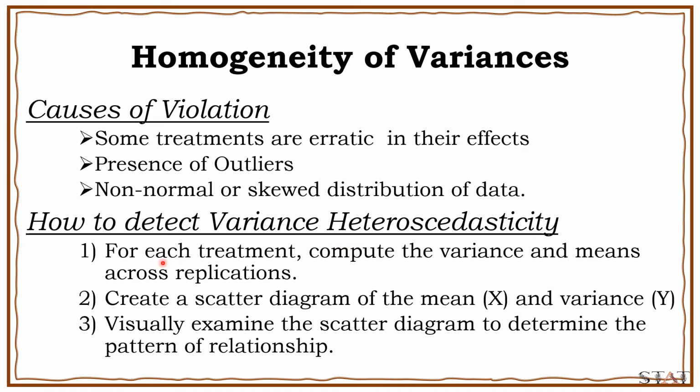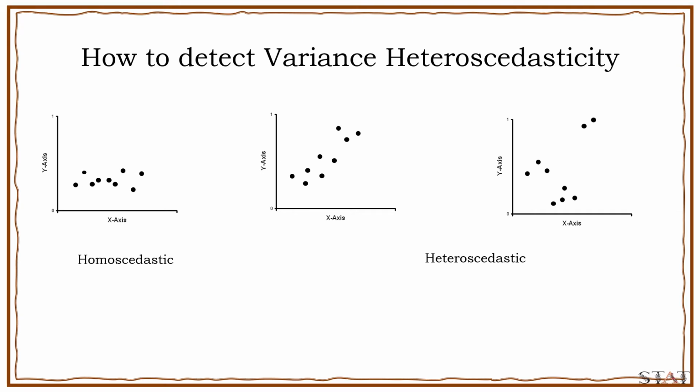Number one, for each treatment, compute the variance and means across replications. Number two, create a scatter diagram of the mean, your x, and your variance, y. And then visually examine the scatter diagram to determine the pattern of relationship. Let's see how to detect variance heteroscedasticity with a graph. So here, homoscedastic, and then here, heteroscedastic.